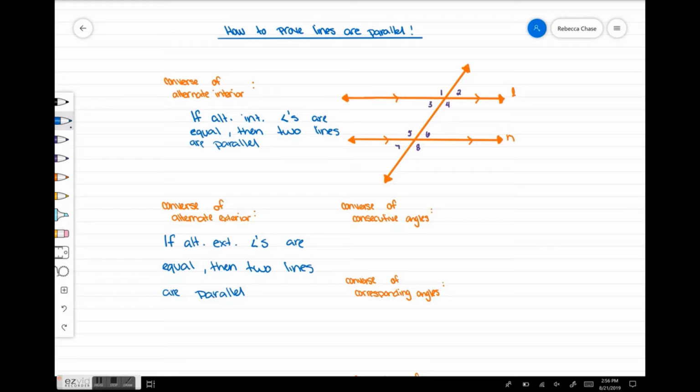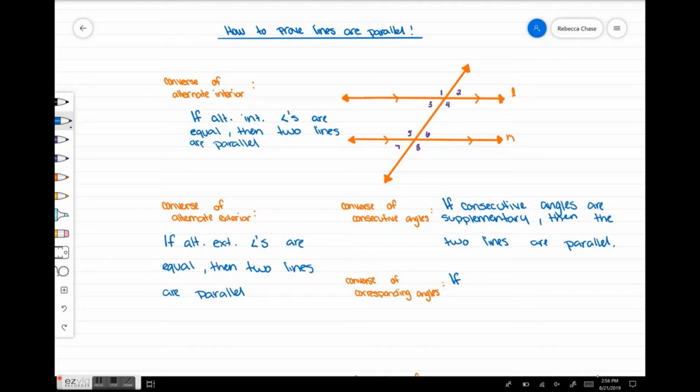Okay, let's try this again. So for consecutive angles, if consecutive angles are supplementary, that should be the only difference here. So if they are supplementary, then the two lines are parallel. And for corresponding, we should remember that corresponding angles were equal.